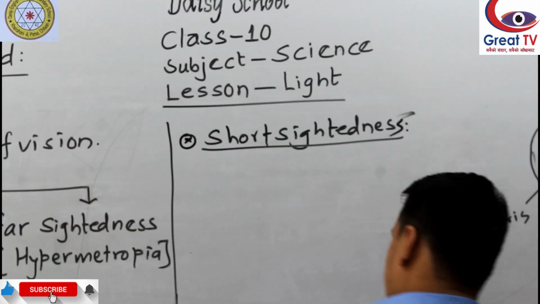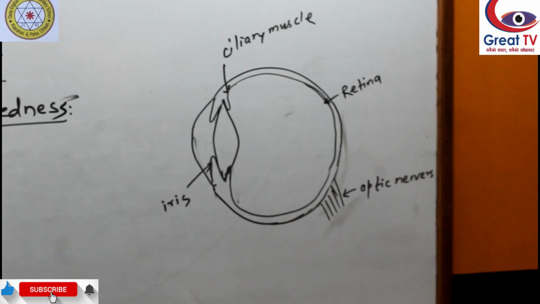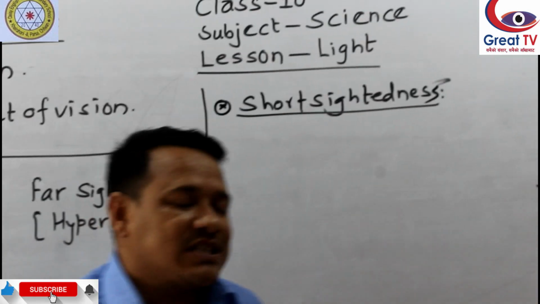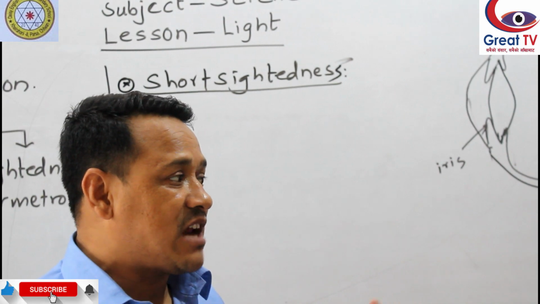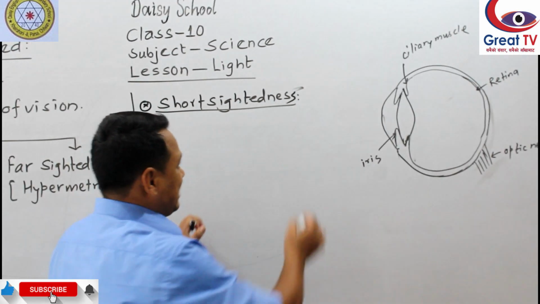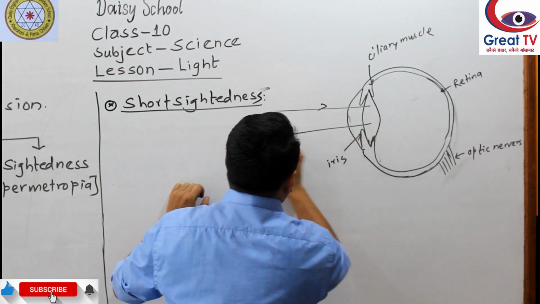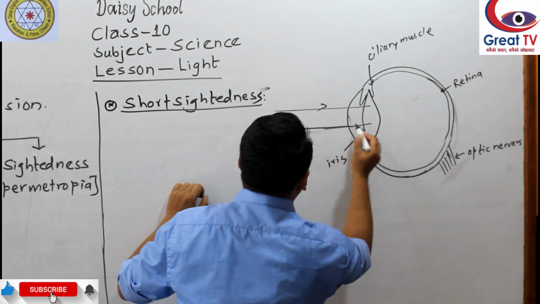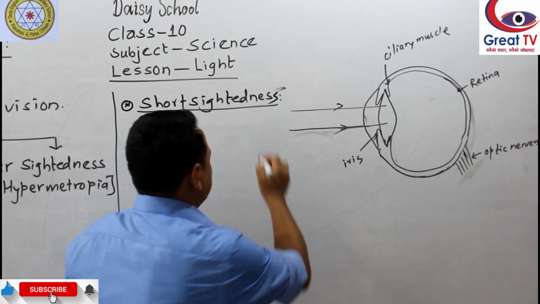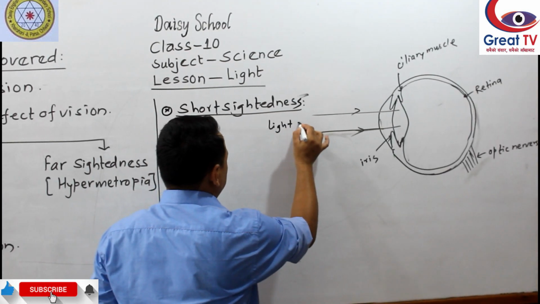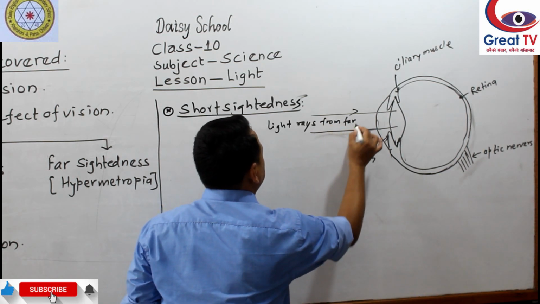So in short-sightedness, a near object can be seen clearly, but a far object cannot be seen clearly. It means the light rays from the far object, these are the parallel light rays, light rays from the far object.